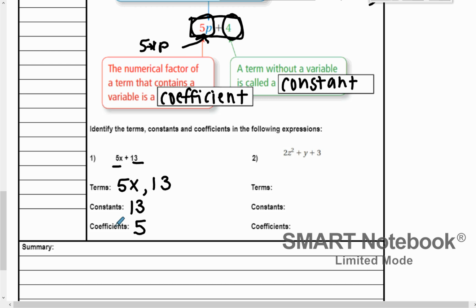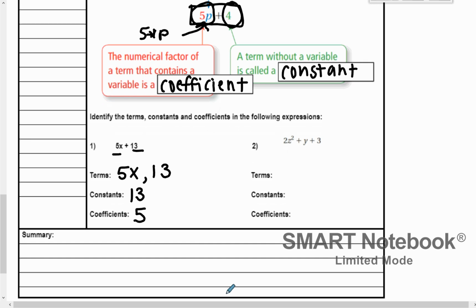All right. Number 2, our terms, again, are 2z squared, y, and 3. They're separated by addition. 2z squared, y, and 3. Our constants do not have a letter, so it's just a number. So in this case, that would be 3. Our coefficients are the numbers in front of letters. Okay, so this is 2z squared, so the number in front of z squared is just 2.